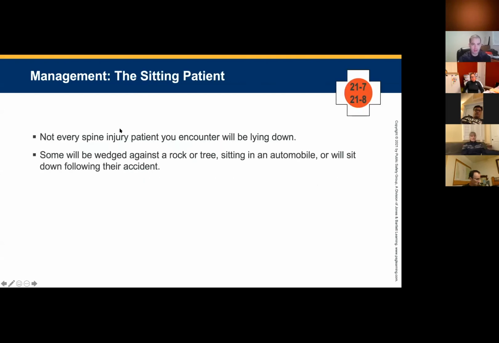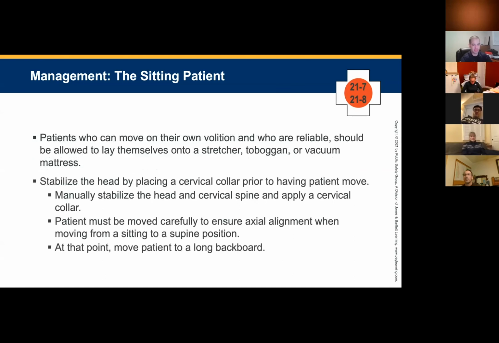All right, and with seated patients, not every patient will be sitting down. Sometimes they're wedged against a tree or rock or an automobile or sit down following their accident. You may need to manage these patients. Typically, with these seated patients, we use what we call a KED device. The KED devices are going away. They do have a great purpose. Where I've seen the KED really excel is patients caught in tree wells with a head, neck, or back injury, and we've used the KED in those cases.